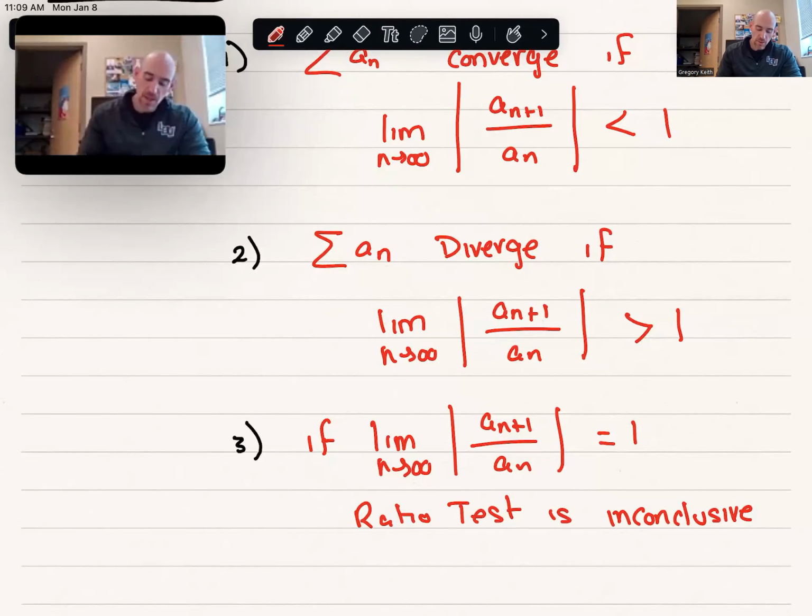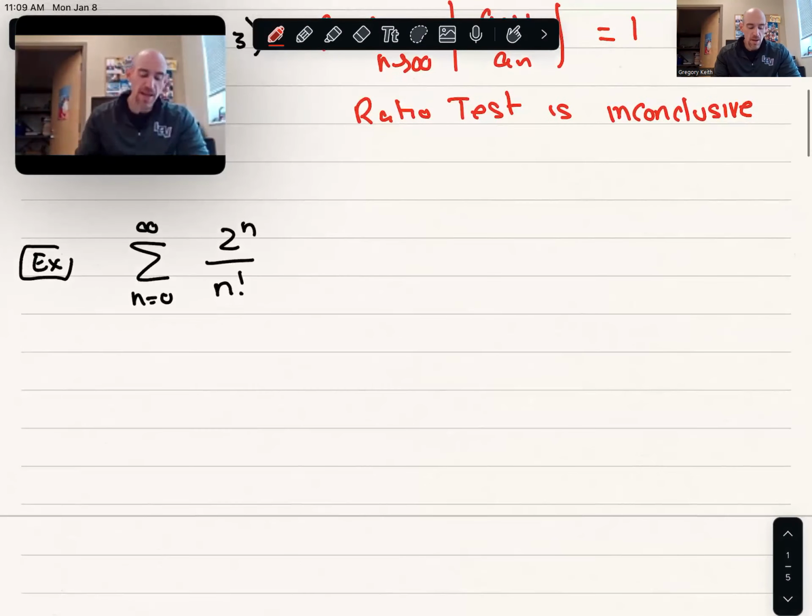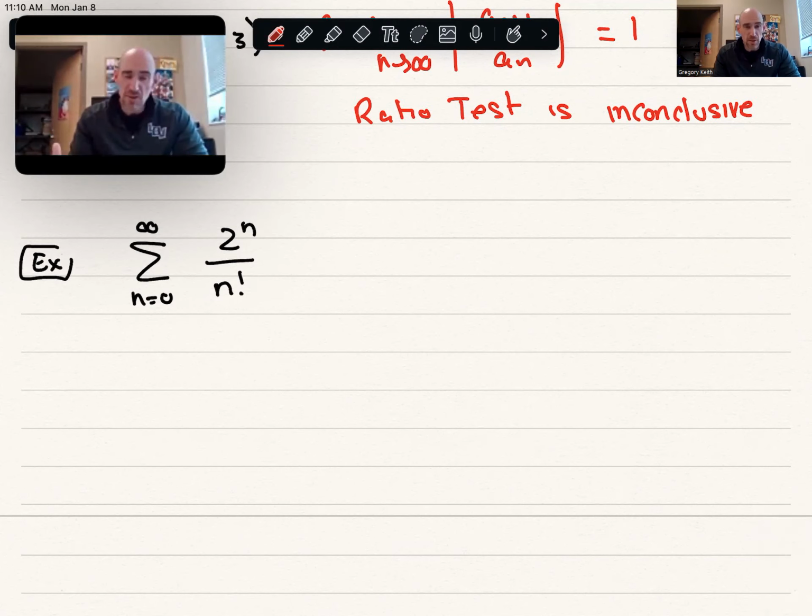All right, so let's take a look at an example here. We have our series as n goes from 0 to infinity of 2 to the nth power over n factorial. And so what happens is you get these series that are really kind of funky looking. There's exponentials, there's factorials involved, there's all this extra stuff that normally we don't have with the other different tests. So let's go ahead and try this out.